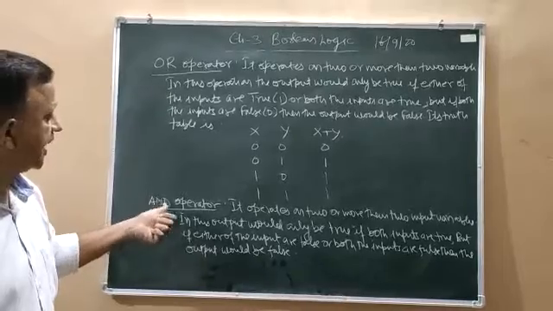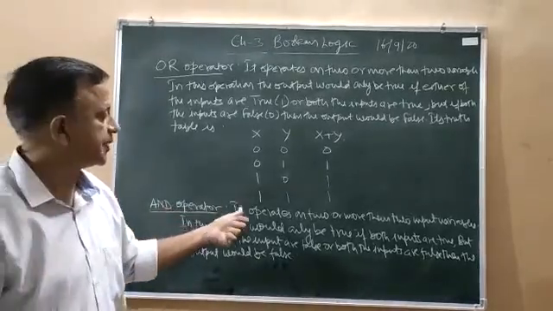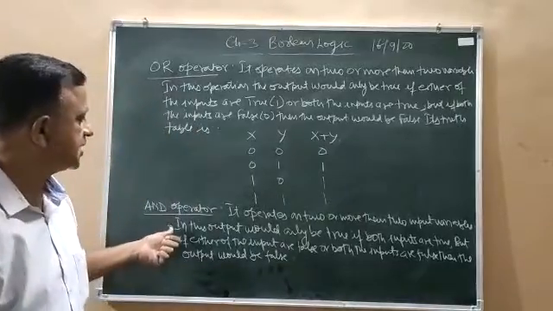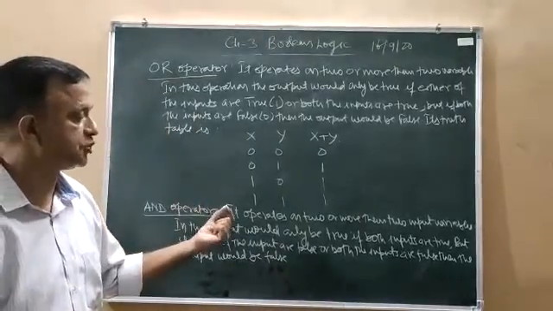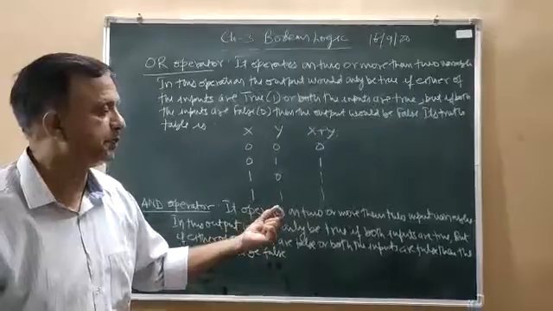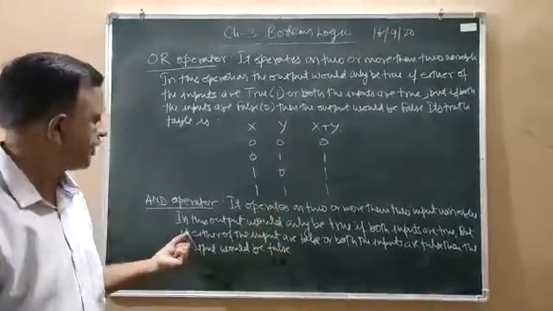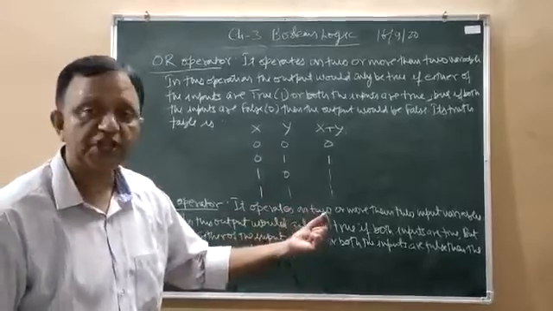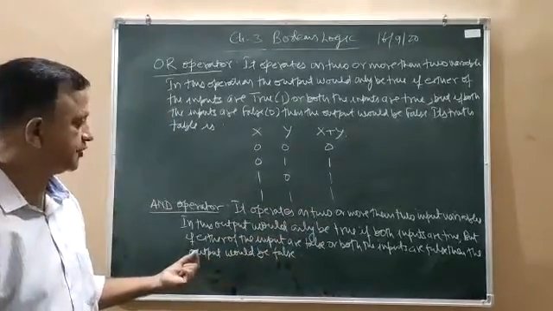Next is your AND operator. It operates on two or more than two input variables. In this, output would only be true if both the inputs are true. But if either of the inputs are false or both the inputs are false, then the output would be false.